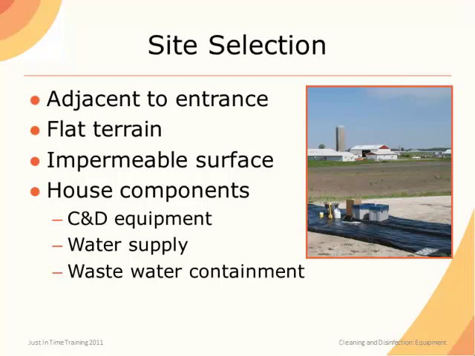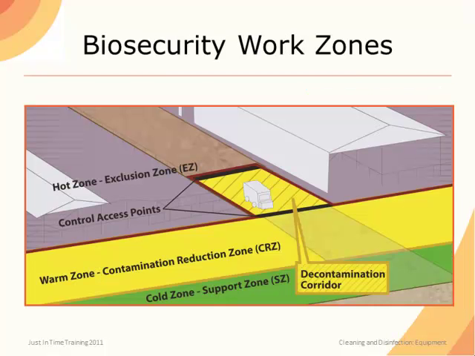The station should contain equipment such as tubs, scrub brushes, and sprayers to aid in the removal of gross debris and application of disinfection products. If possible, a running water supply should be included. Runoff water should be contained and not allowed to drain into clean, uncontaminated areas. During C&D procedures, biosecurity work zones must be maintained to prevent the spread of microorganisms.